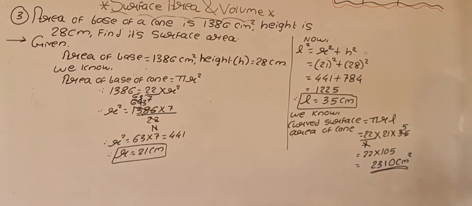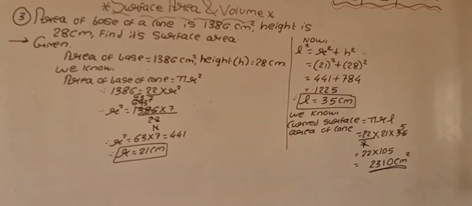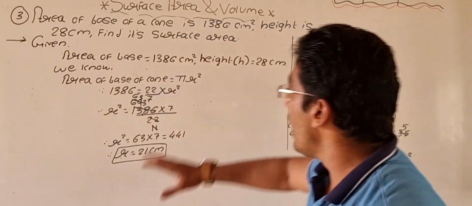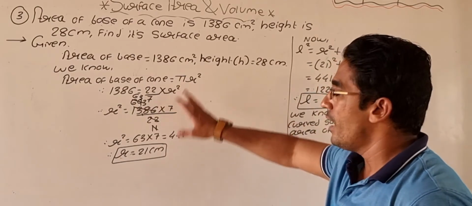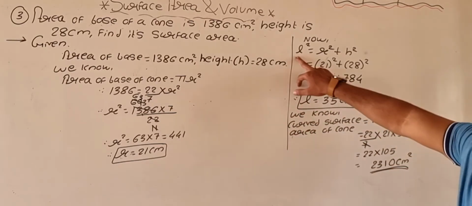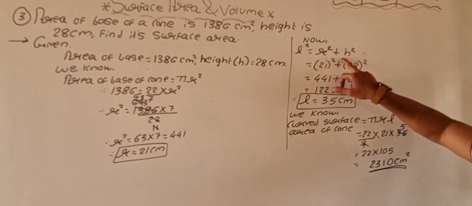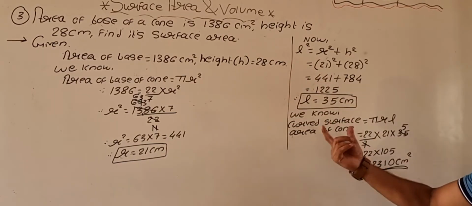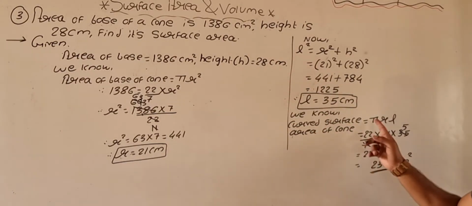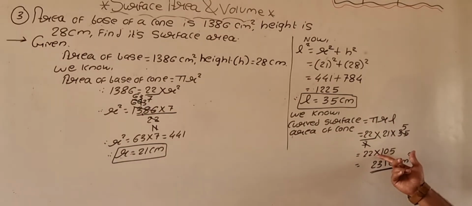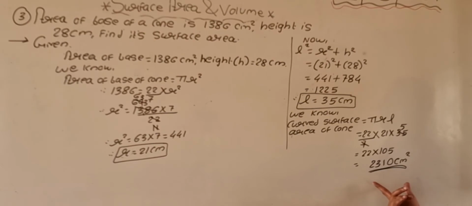So this sum was a little bit different. In this sum, they had given us the area of base of a cone. So we have to recollect that in a cone, the base is a circle. So I applied the formula for area of circle. I got the value of r. Once I get the value of r, applying the relation L square is equal to r square plus h square, I got the value of L. They have told us to find out the surface area, that is curved surface area. What's the formula? Pi r L. Substitute the values, basic multiplication, and you will get the final answer.